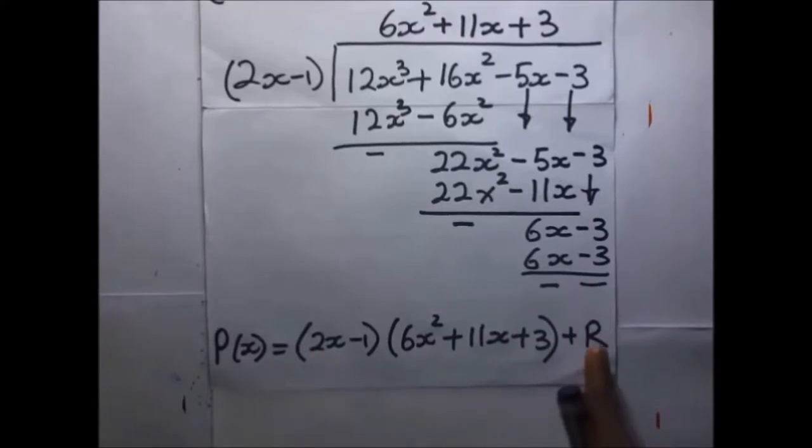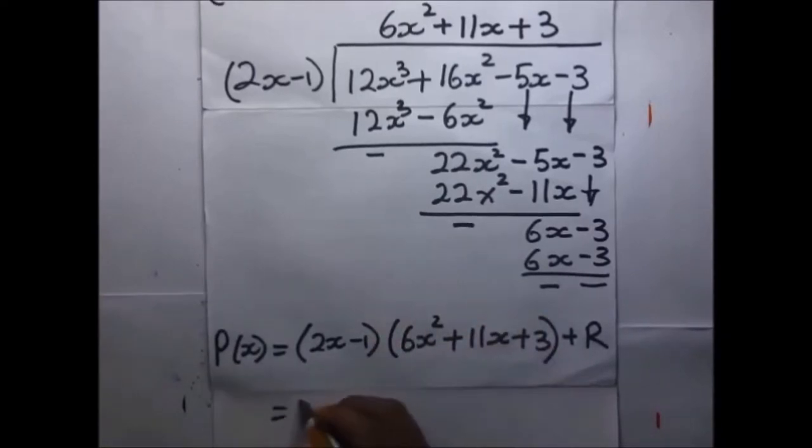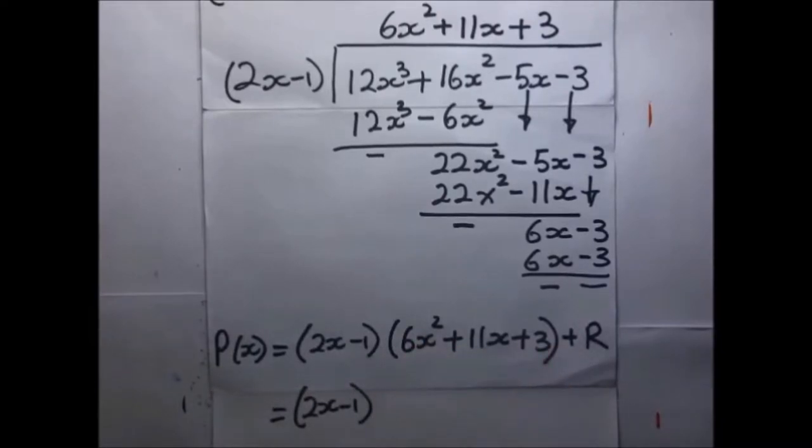So we factorize this further. This is going to be 2x minus 1, and then we factorize this quadratic expression. Factorizing that quadratic expression, we're supposed to get two numbers which, when we add them up, give us positive 11. And when we multiply them, they're supposed to give us 6 times 3, which is 18.